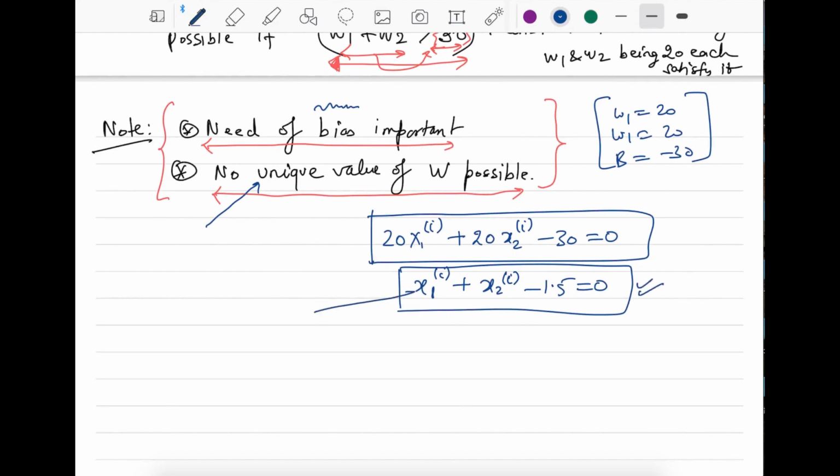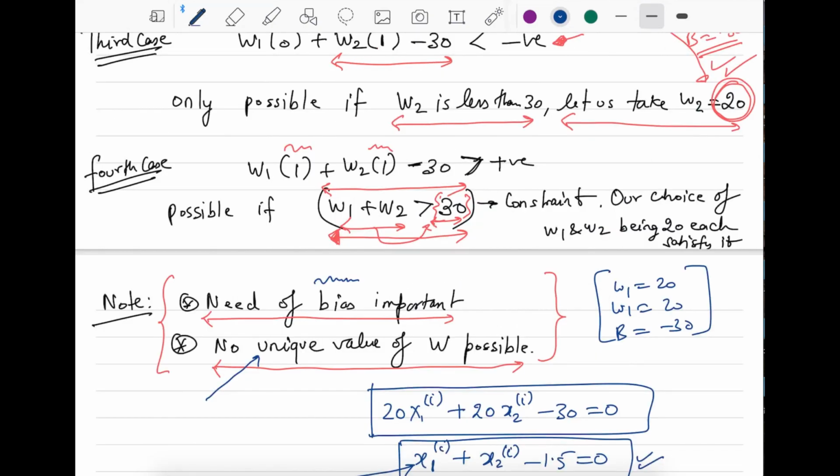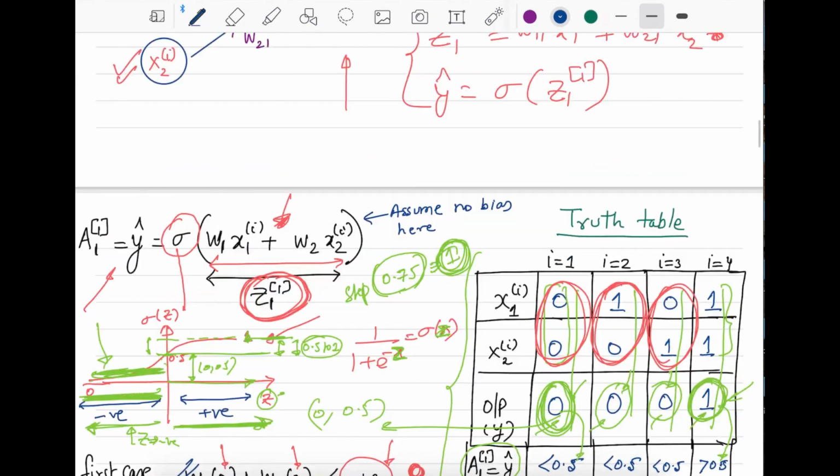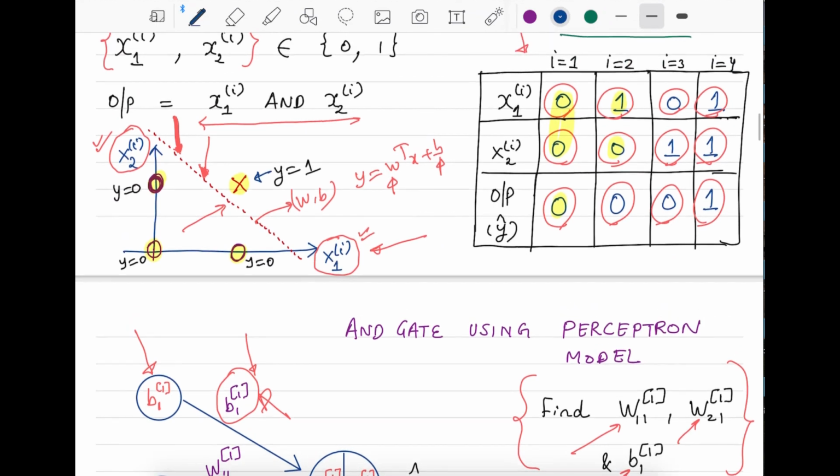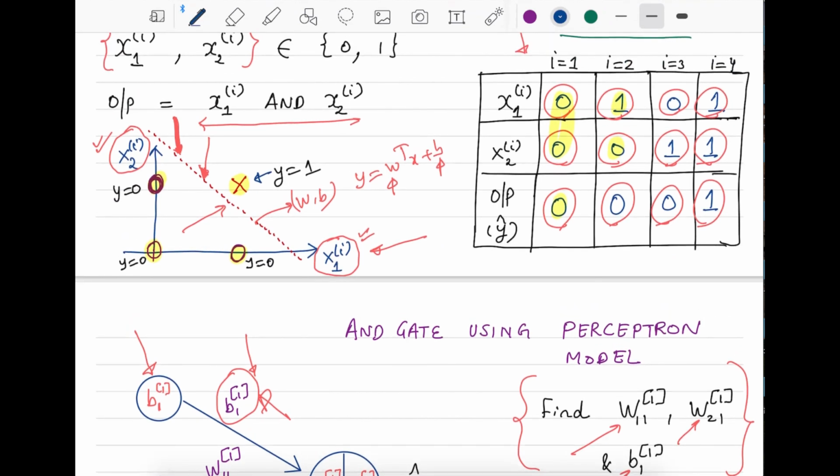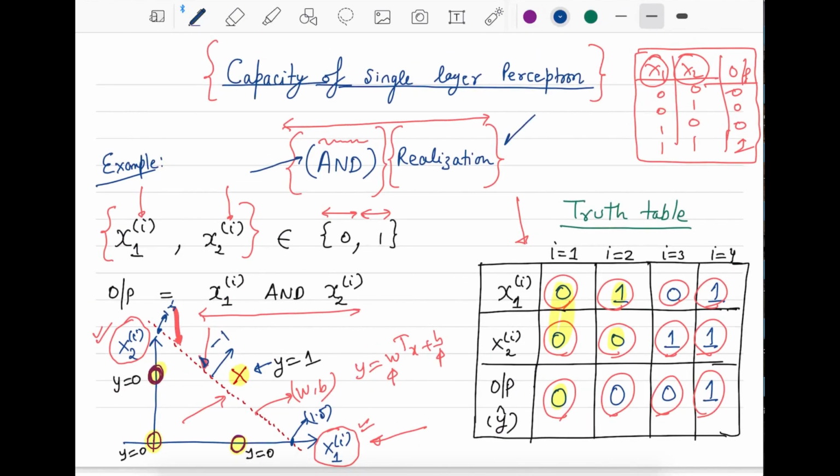If you plot this line, you will observe that it separates the 4 points which are given over here. You can see this will be your 1.5, and this will be your again 1.5. You can see how this line is separating the 4 points. It's a straight line with a negative slope of 1. So this finishes off the AND realization.